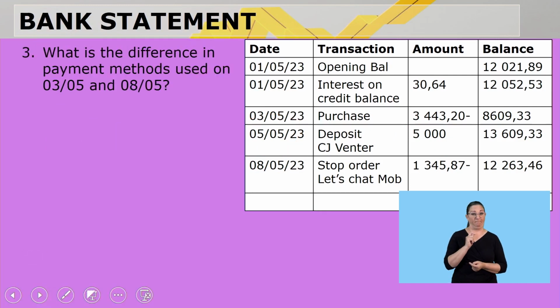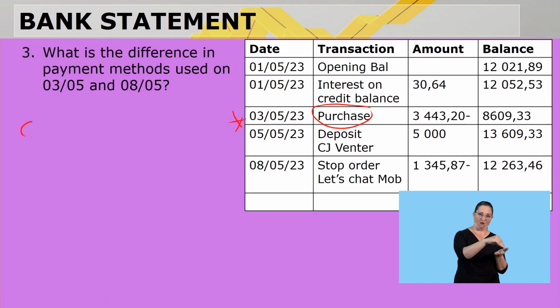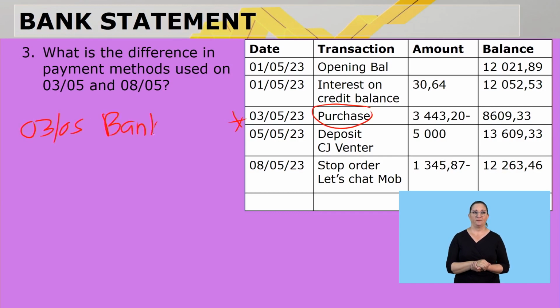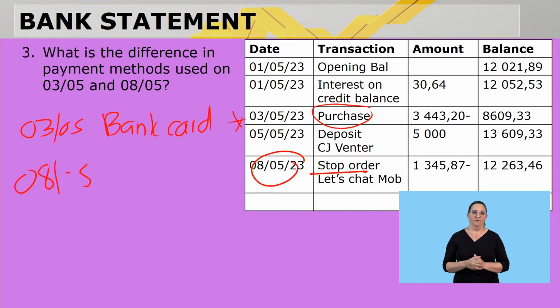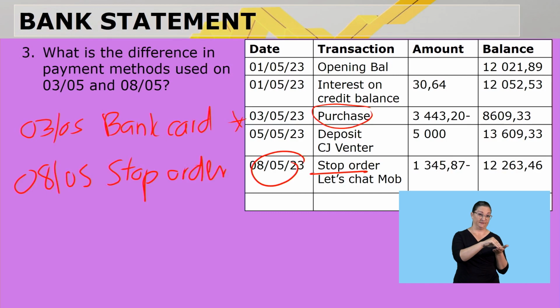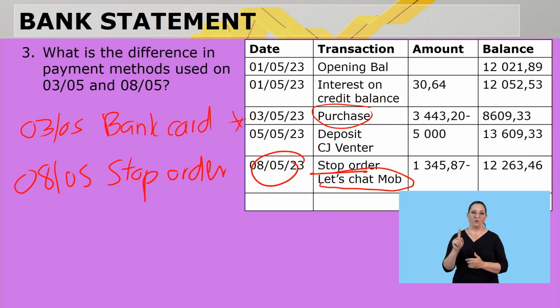What is the difference in payment methods used on the 3rd and on the 8th? So, on the 3rd, it was a purchase, so it's a card payment. They used a bank card. And on the 8th, it's listed as a stop order. Meaning you swiped a card on the 3rd, but on the 8th, another company took money from your account because it was a payment for Let's Chat Mobile.